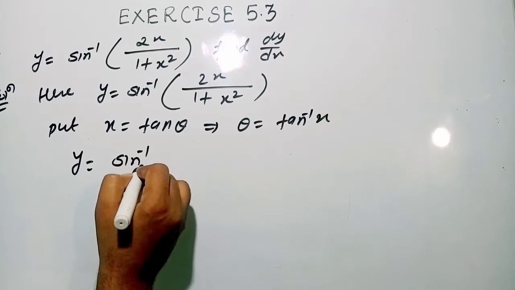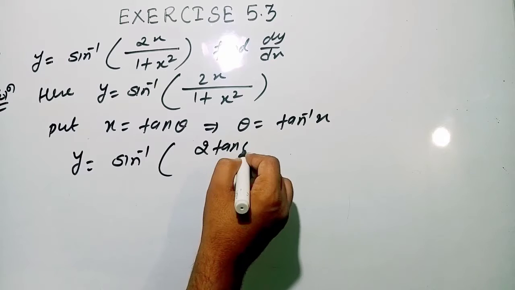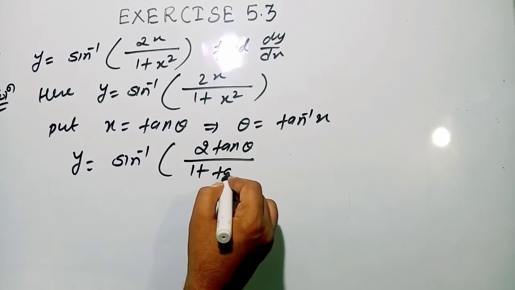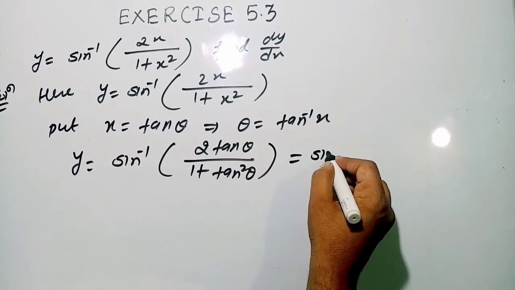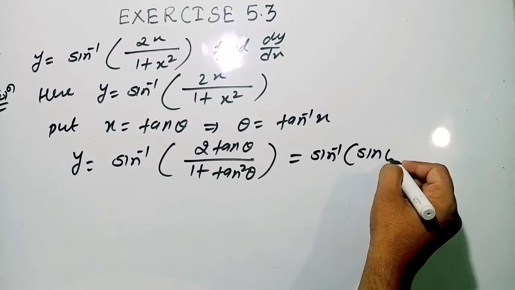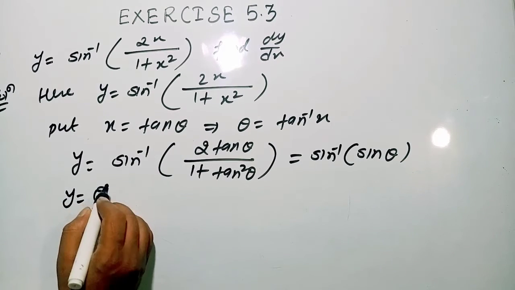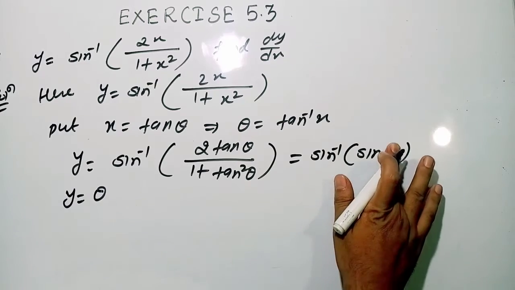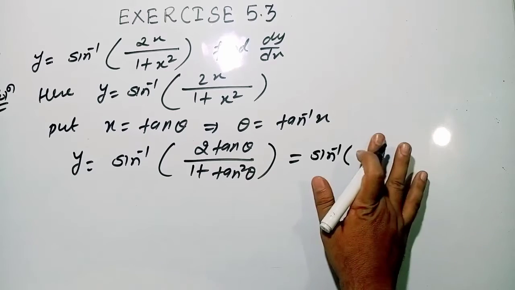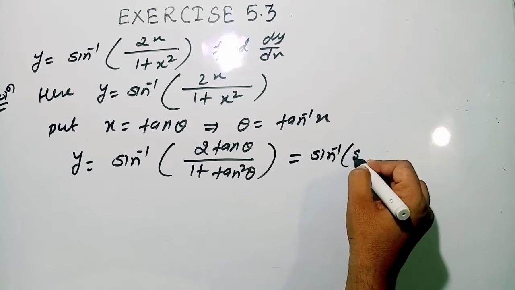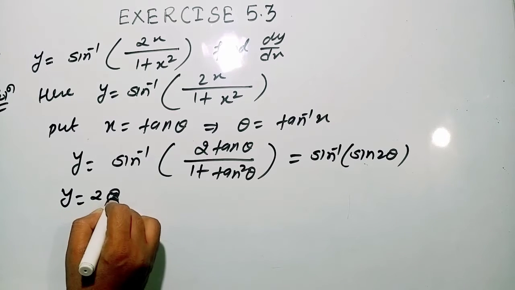So in place of x we are putting tan theta, right? So y is equal to sin inverse, so 2x, in place of x tan theta, so 2 tan theta divided by 1 plus tan square theta. Okay, so this is the formula of sin 2 theta. So sin inverse sin 2 theta. So y will be what, students? Sin inverse sin 2 theta. Okay, so y is equal to 2 theta.